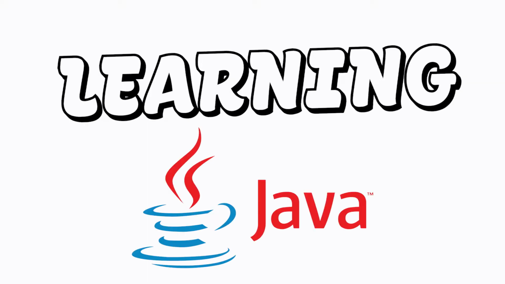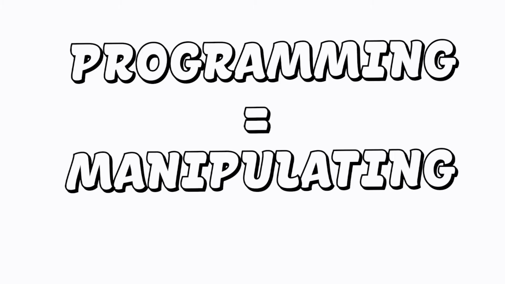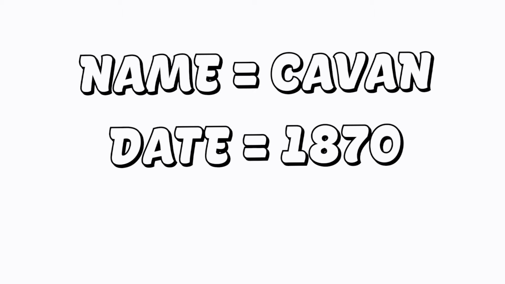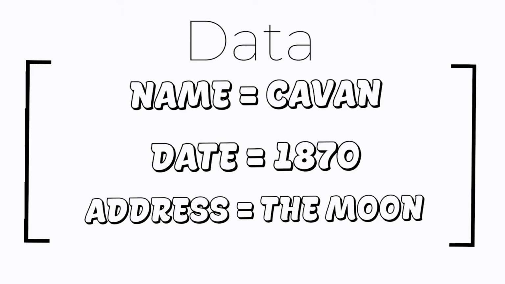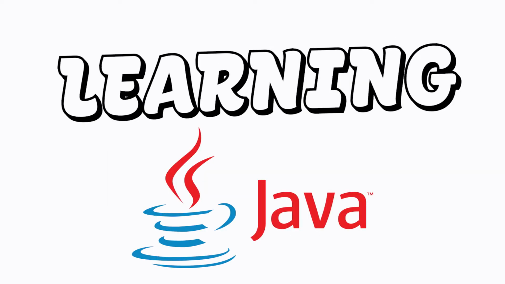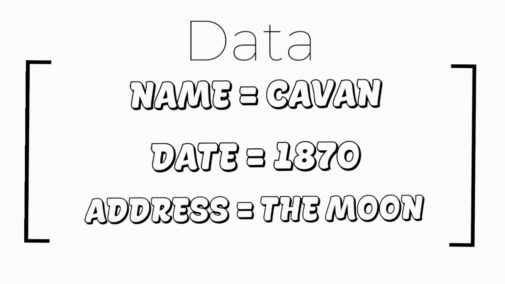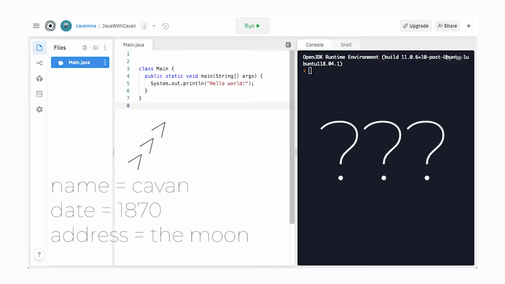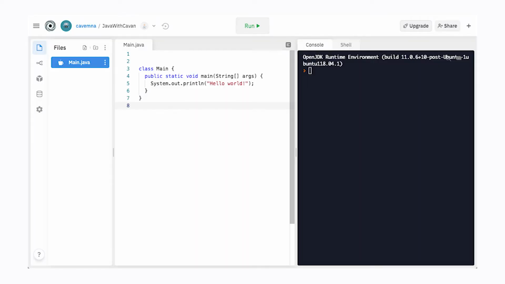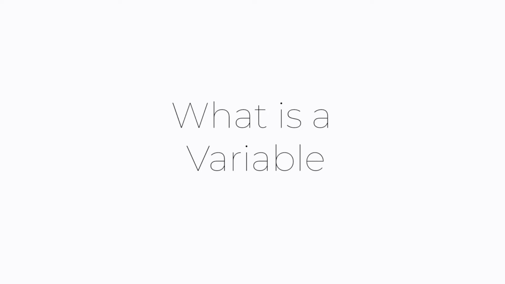Step 2. Learning Java. Programming is manipulating data. What is data? Your name, your date of birth, your address. This is all data. Programming manipulates data. Step 1 is to get the data into our program so that we can work on the data. You're looking at this. How do I get my date of birth into this program? You use variables.